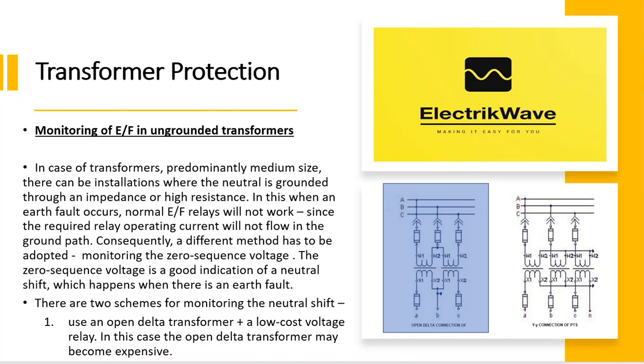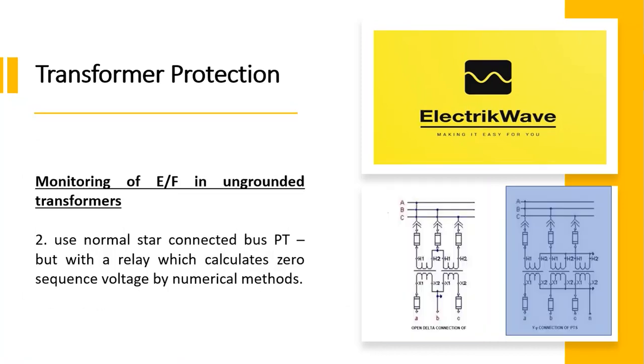There are two schemes for monitoring the neutral shift. One, use an open delta transformer and a low-cost voltage relay. In this case, the open delta transformer may become expensive. Two, use a normal star-connected bus PT, but with a relay which calculates zero-sequence voltage by numerical methods.